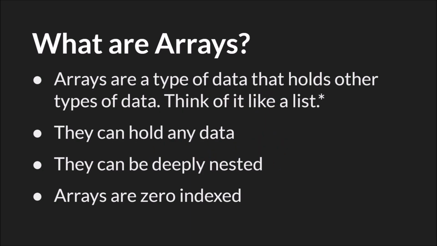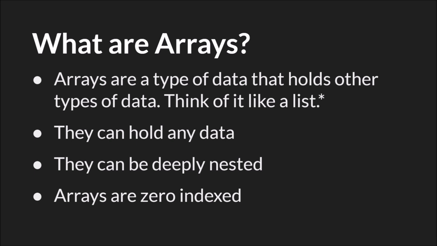Arrays, as we said in the data types tutorial, are a type of data in GameMaker Studio 2 that holds other types of data. You can think of it like a list, and I have an asterisk here because GameMaker Studio 2 actually has something called a list, which is not what I'm referring to. Instead, I'm referring to just a list in your everyday life, like a grocery list or a to-do list. Arrays can hold any type of data, including other arrays or other data structures, and they can go as far in as you want. Arrays can hold arrays, which can hold arrays, which can hold arrays.